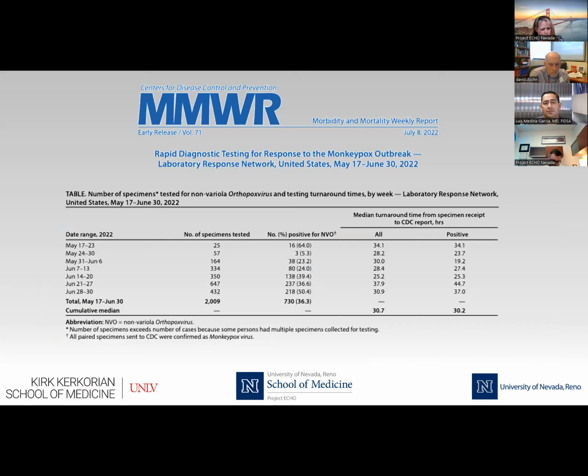MMWR is a publication of CDC, the Morbidity and Mortality Weekly Report. You see that in early July, that's only 3 weeks ago, the percentage of specimens tested was higher at 64%, and then it's kind of evened out at about 50%. Testing is a big issue because it's not widely available. Right now, our health department in Nevada is able to provide testing, and I think also LabCorp in Nevada is also doing the testing. The turnaround is about 24 hours, if I recall correctly, and testing is critical to diagnosing the disease and then starting treatment.